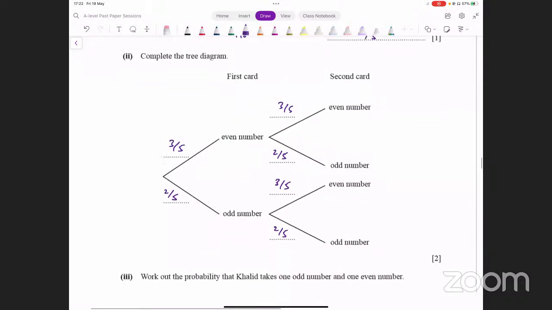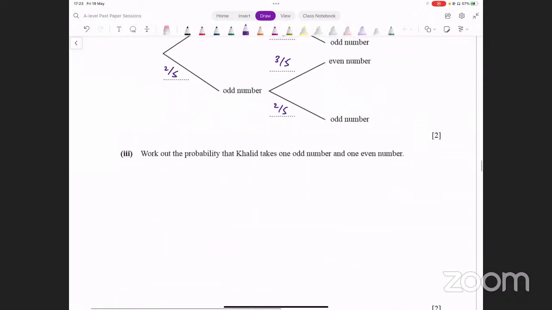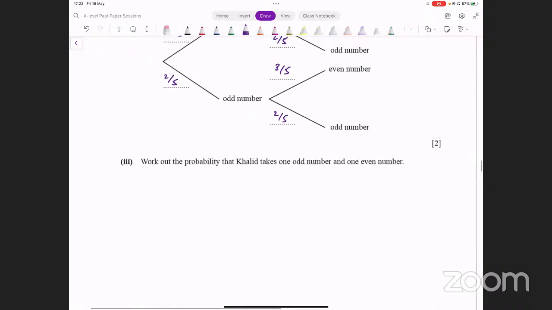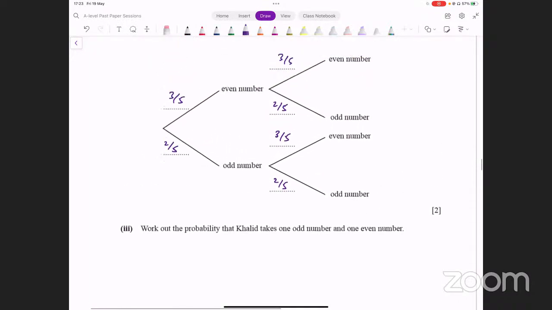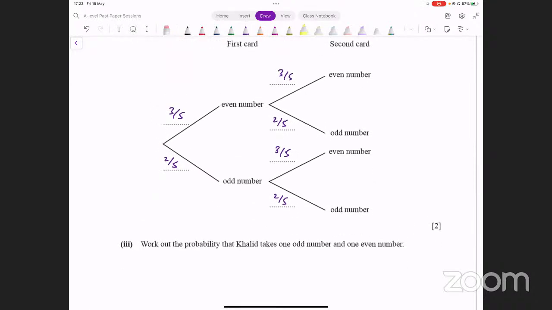Okay, so this is the tree diagram that we have. Now in the third part, it says work out the probability that Khalid takes one odd number and one even number. One odd and one even, what cases can there be? Either the first time even and the second time odd, or the first time odd and the second time even. These are the two cases that we have. We'll find the probabilities of both and add them. What is the first case? 3/5 into 2/5, right? Along the branches you multiply. So 3/5 into 2/5. In the lower one we'll do the same, 2/5 multiplied by 3/5.